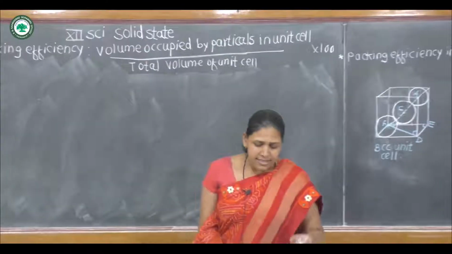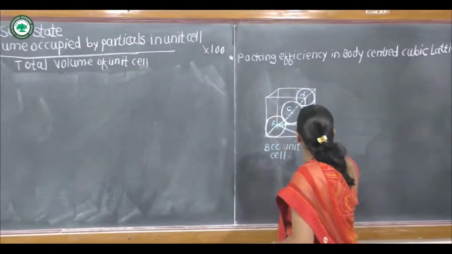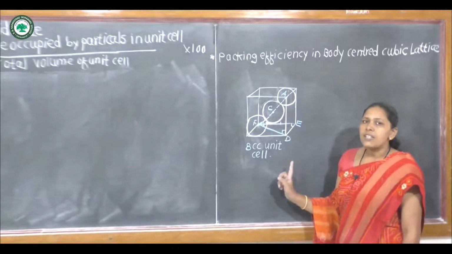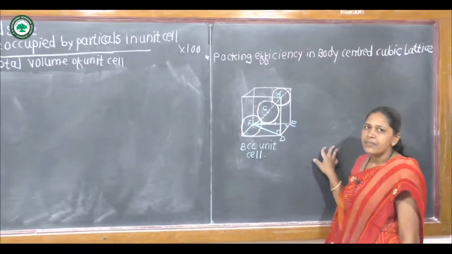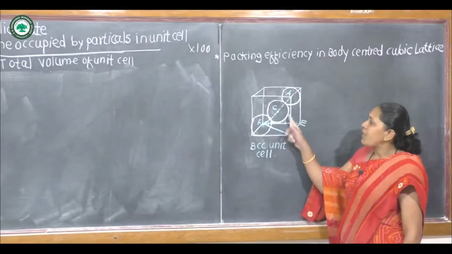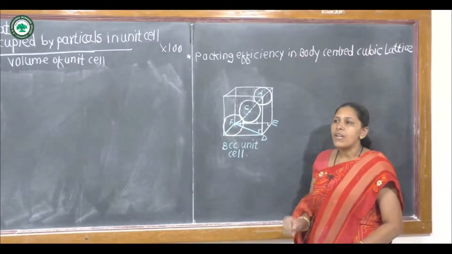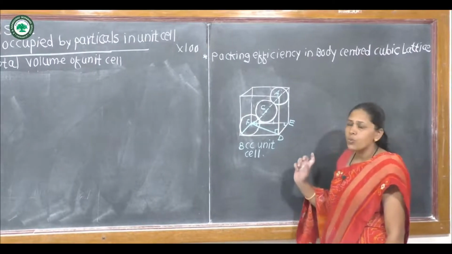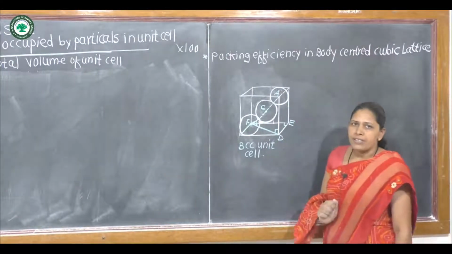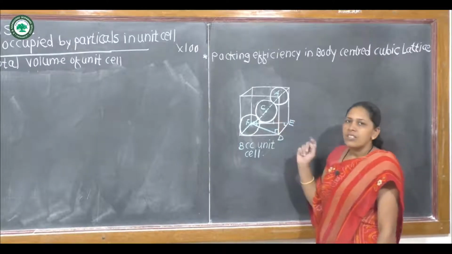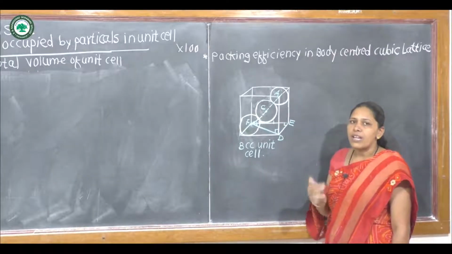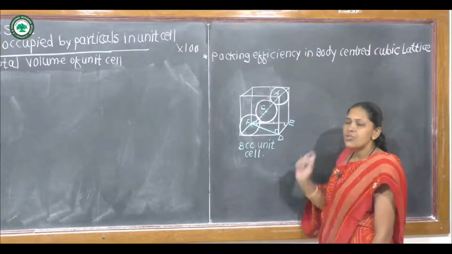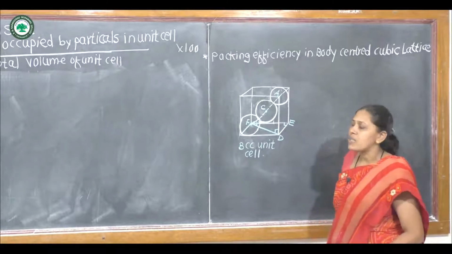Then next is the packing efficiency of the body centered cubic lattice. Here the body centered cubic unit cell is represented. The center particle in the body centered cubic unit cell touches two corner particles. Therefore, these 3 atoms or particles are represented, because the center particle touches the other 2 corner particles.